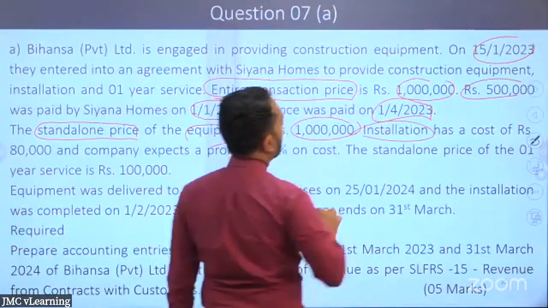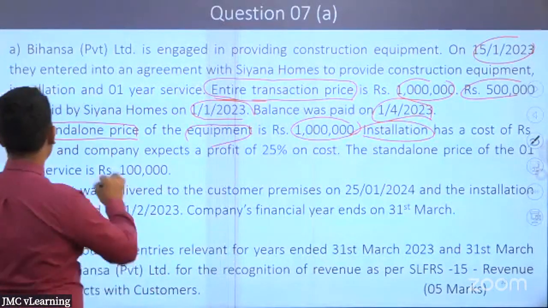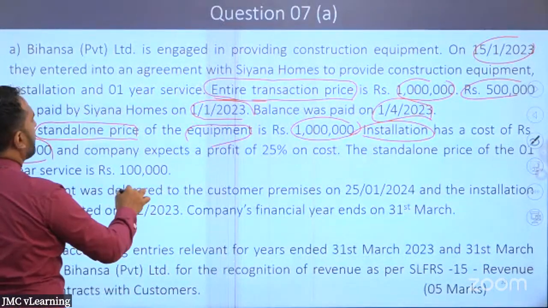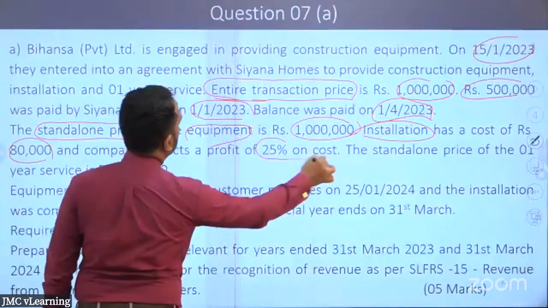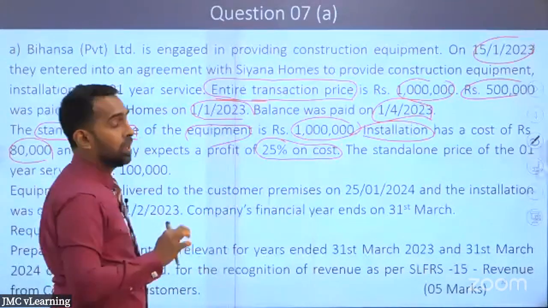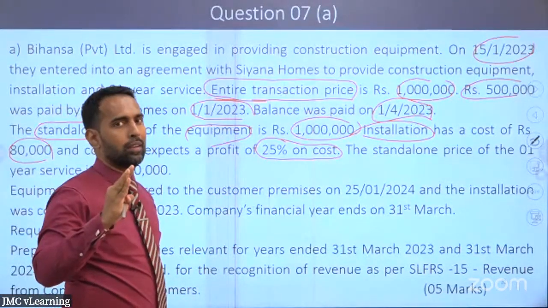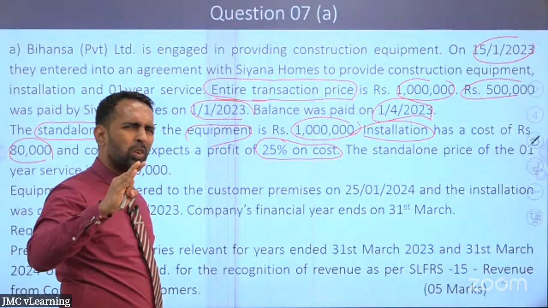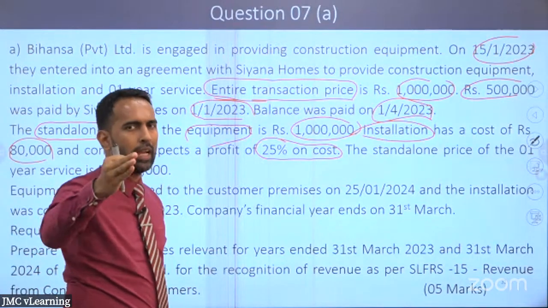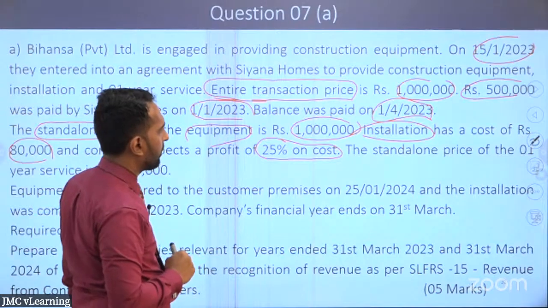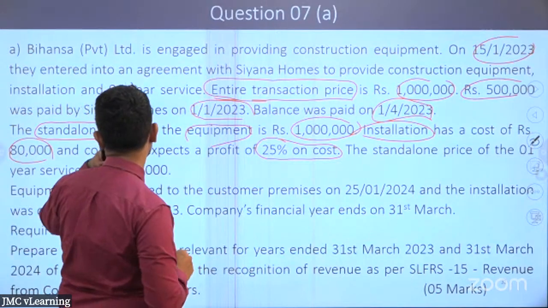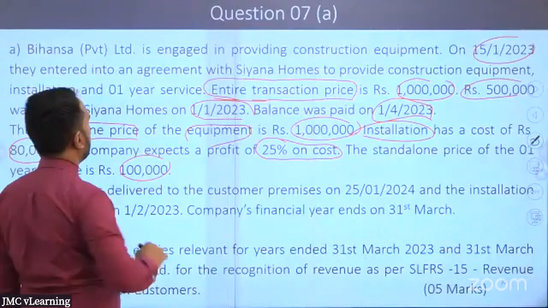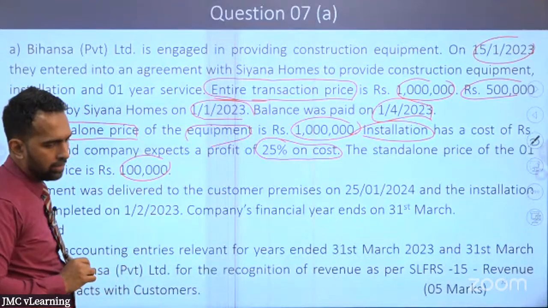Installation has a cost of rupees 80,000 and the company expects profit of 25% on cost. They haven't given you the standalone price, but they have given you the cost plus pricing, cost and the profit markup. Standalone price of the 1 year service is 100,000.